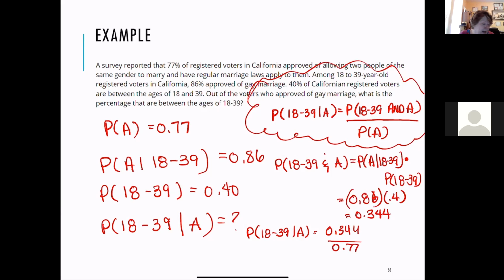And I take my handy dandy calculator out and I get 0.44673. And I carried it out to so many decimal places because my OpenMath is going to say, okay, now round this off as a percentage to 4 decimal places. So they want me to write this as a percentage, which would be 44.6753%.